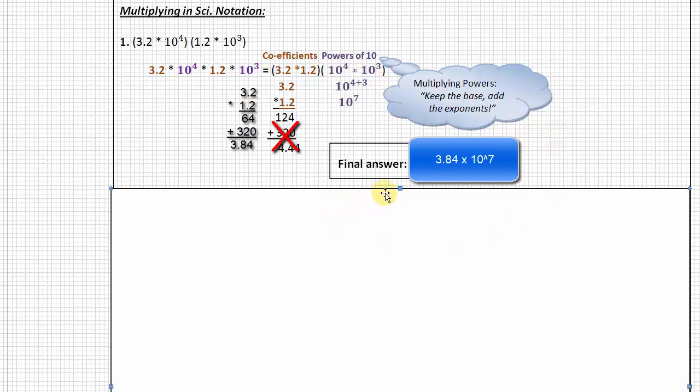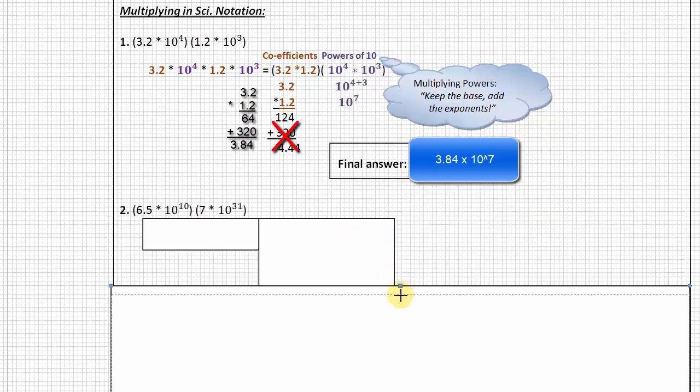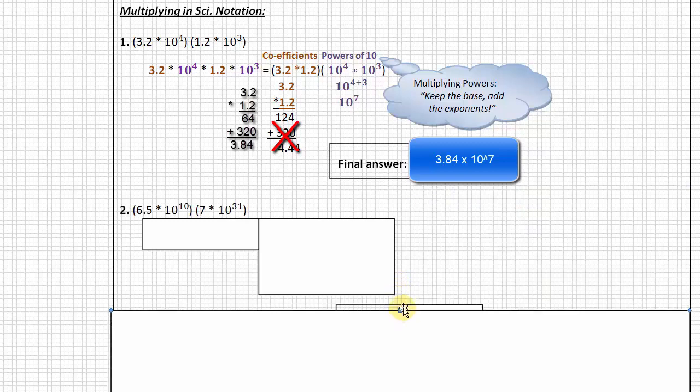So let's go ahead and try another problem. Let's try multiplying again. Here's the next one. If you want to pause the video here and then check your work with mine, feel free to do that.